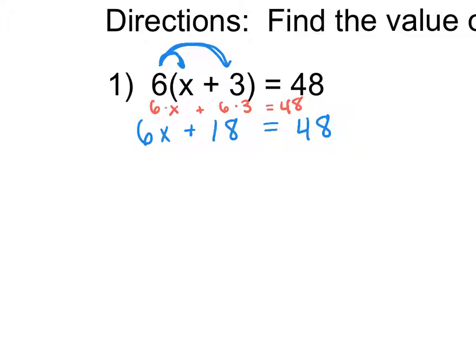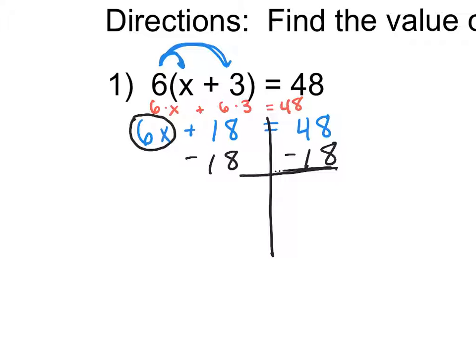Remember, now we're working reverse order of operations, so I want to draw my fence. I want to circle my variable term. I want to get that term alone by adding or subtracting. In this case, I'll subtract 18 from both sides. My 18s cancel. I'm left with just 6x on the left side. Carry down my equal sign. 48, take away 18, leaves me with 30. We now have a one-step equation.